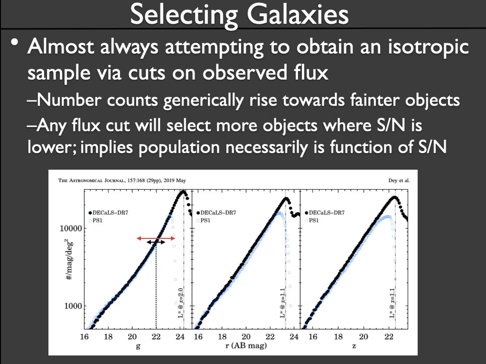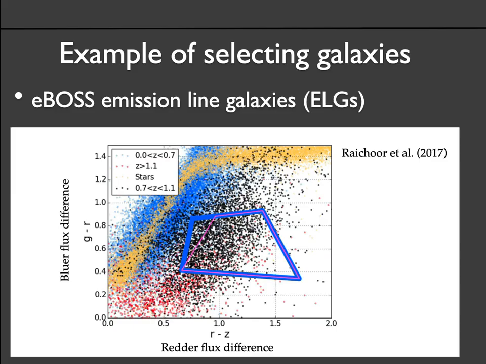And typically, we're not just cutting on one flux. Typically, we have some fairly complicated color cuts in order to isolate particular types of galaxies that are, say, likely to have emission lines. So this is the color selection box for the EBOSS emission line galaxy sample. And so we're going to get scatter along any of these selection cuts.